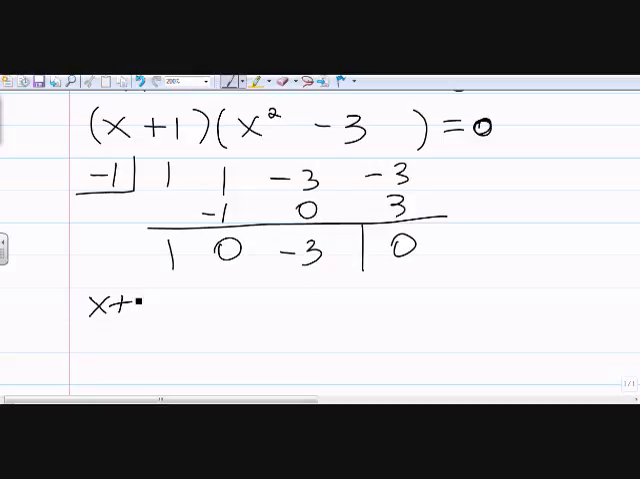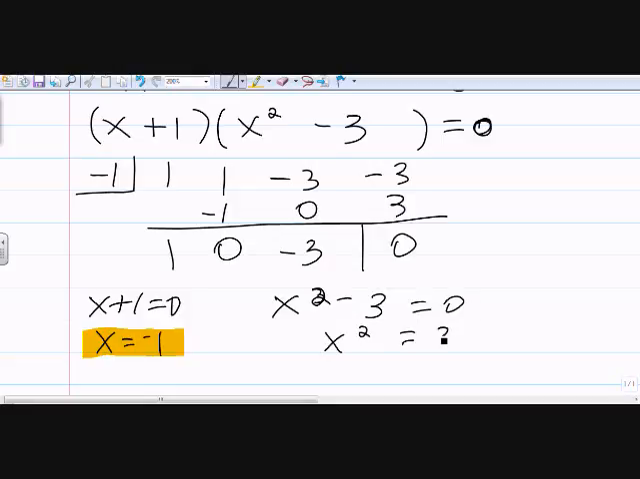So either x plus 1 is equal to 0, giving me x equals negative 1. We had already found that one. Or x squared minus 3 equals 0. Add 3 to both sides. X squared is equal to 3. Square root both sides, and x is the square root of 3, both positive and negative. So that one root that I found when I was first going through that, negative 1.73 and so on, was this one, the negative square root of 3.